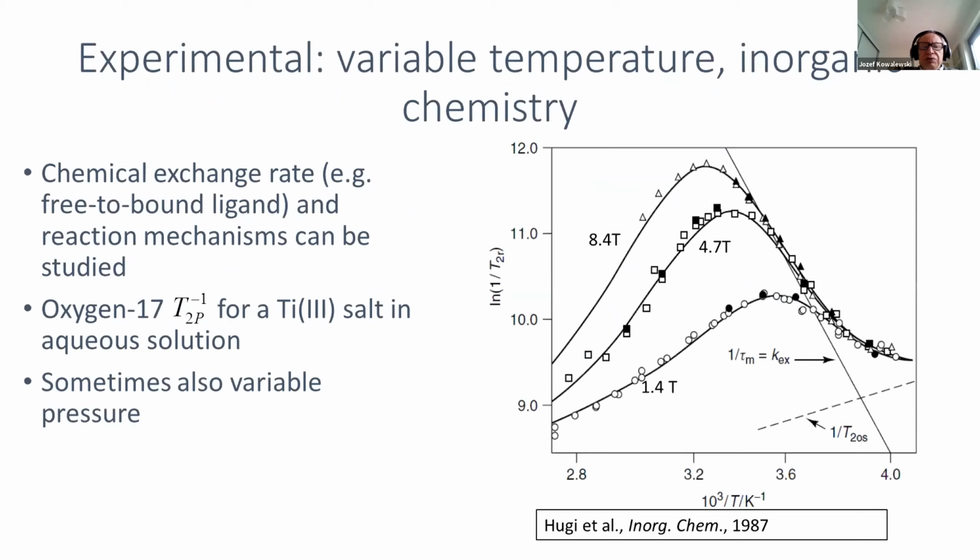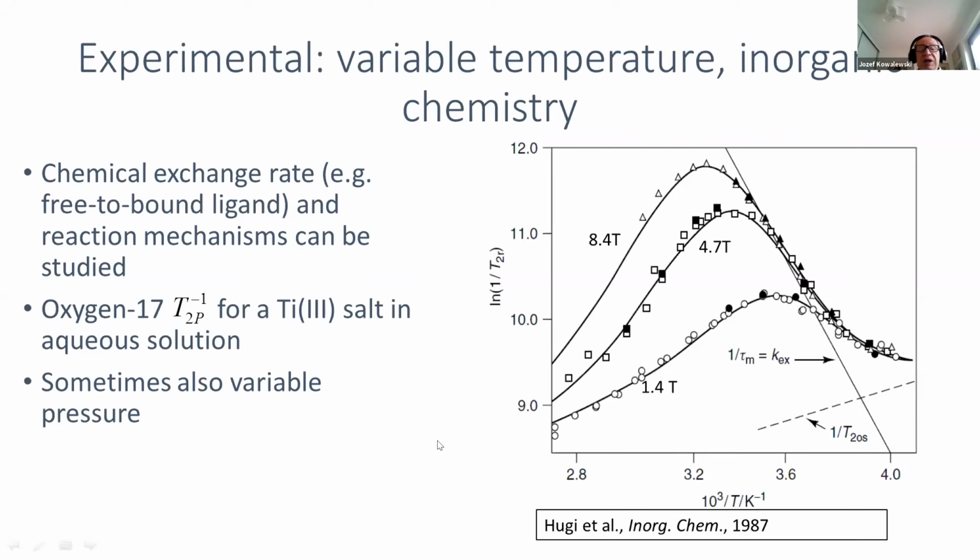Now, let me turn to experimental situations. What can we do in terms of experimental studies of paramagnetic relaxation enhancement? Well, one obvious variable to change is temperature. And we can thus plot the relaxation rate, in this case T2 for oxygen-17, as a function of reciprocal temperature, and these are data taken from Hugi and co-workers in Lausanne, published in 87.